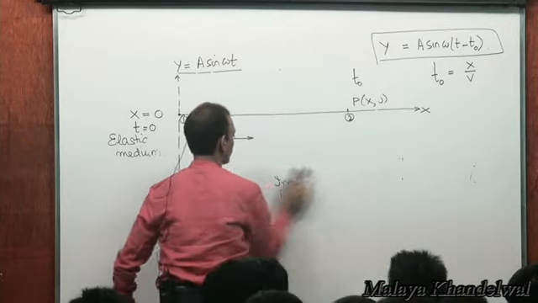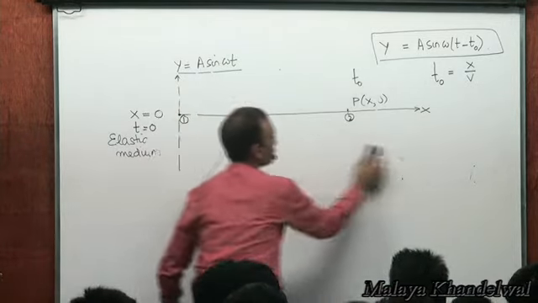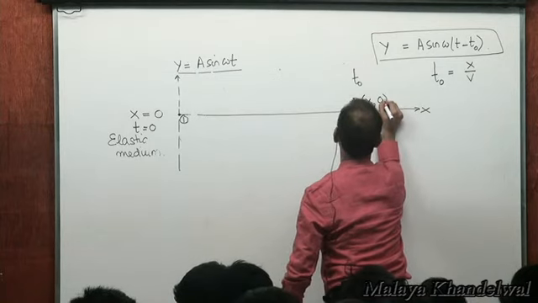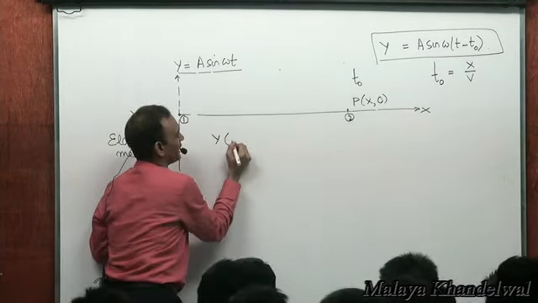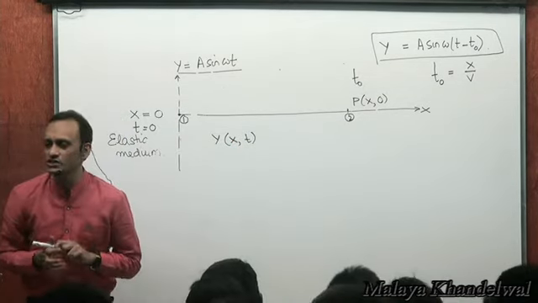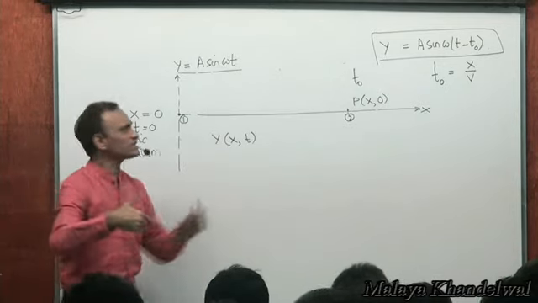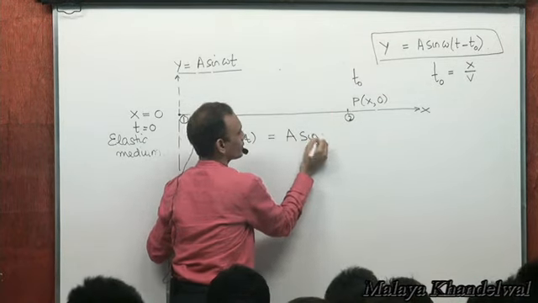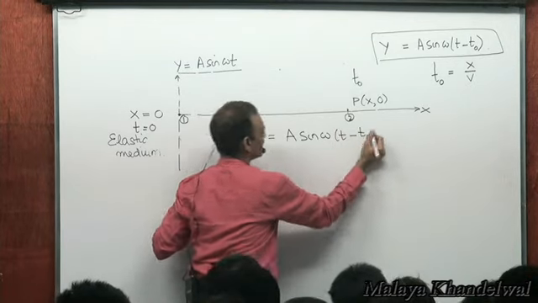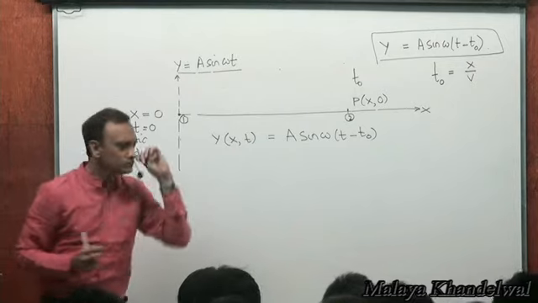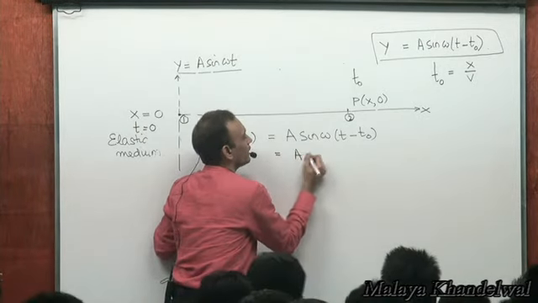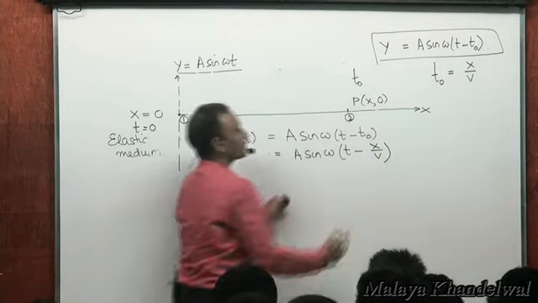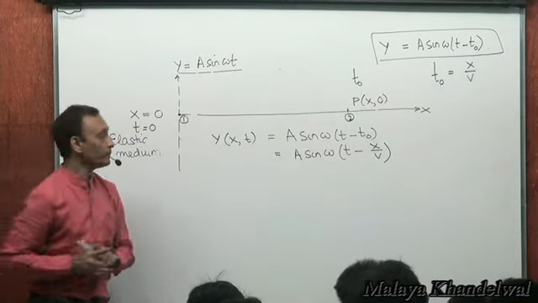Now, realize some very basic simple facts. The displacement characteristics of a particle at any given x at any given instant of time t is given by a sin omega (t minus t naught). This is like a sin omega (t minus t naught), where t naught is x by v, and v is the wave velocity. Yes or no? Yes. Right?